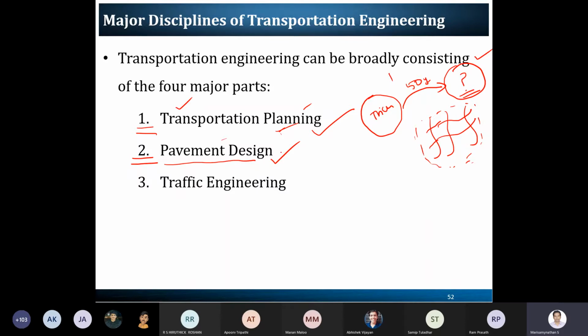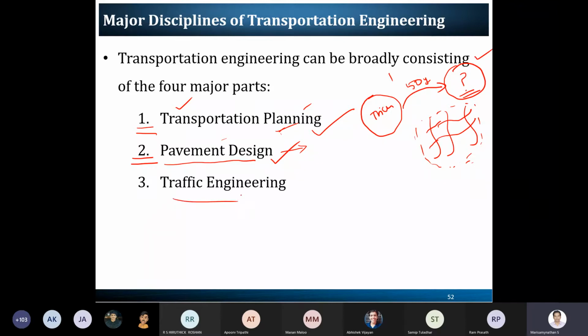So other than that, at the micro level, in case you're interested, the pavement designs you might be studying as one of the electives in the next year, second semester. So advanced pavement constructions, materials and all. So you may study them in the next year, second semester as an elective.